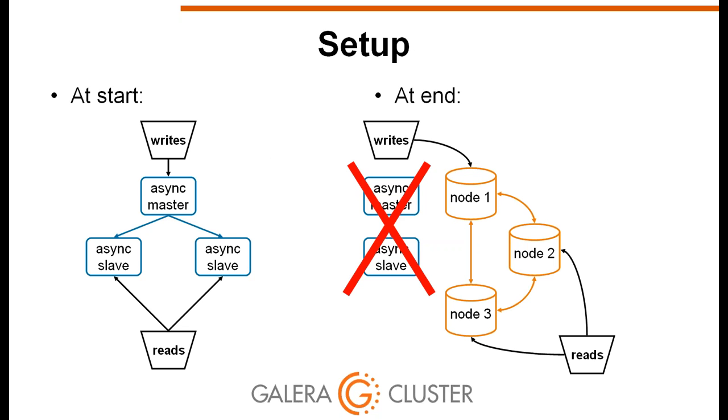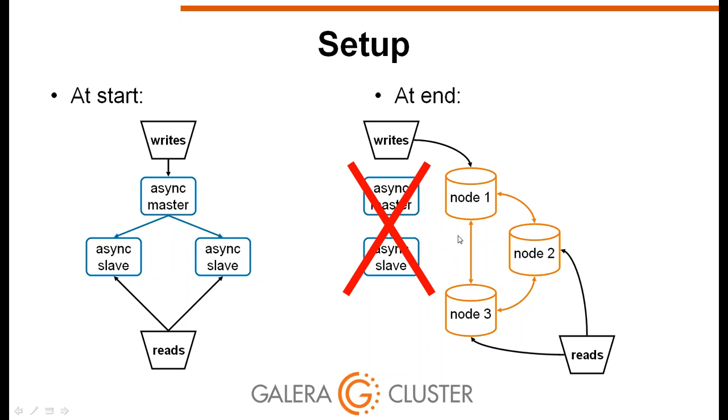So here is how it looks in a picture. To the left, we have the situation that people would usually start with. So you have your traditional asynchronous replication with a single master replicating to several slaves. Your writes go to the asynchronous master, and your reads go to the slave. But after a migration, we'll have our writes going to our Galera cluster along with our reads, and the asynchronous master and the other asynchronous slaves will no longer be required, so you can decommission them.